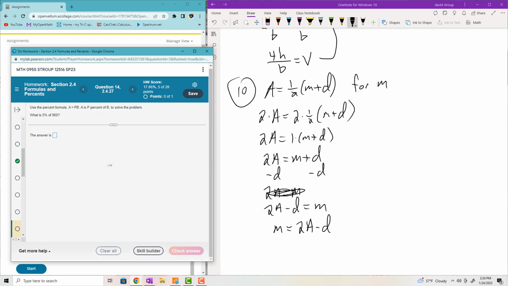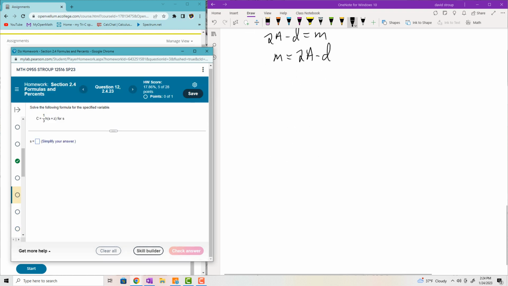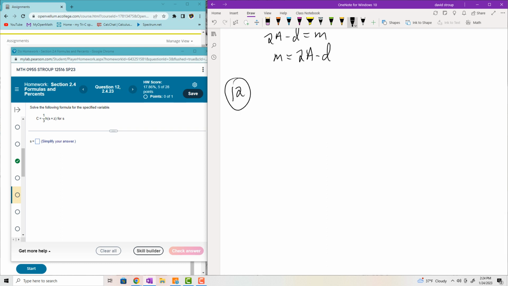Okay, so then we get in the percents. Let's at least do one more here. We'll do number 12, and then we'll move on to percents. Okay, so we have c equals 1/3 h times s plus z, and we want to solve for s. You can approach this the same way as the last problem. Just first get rid of the 1/3 by multiplying both sides by 3.